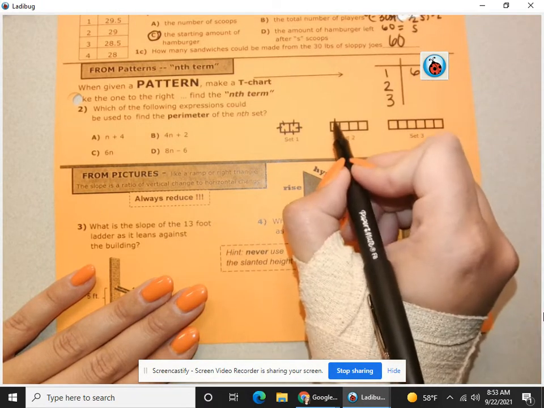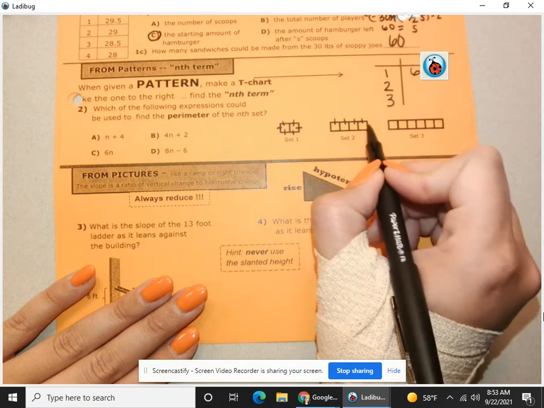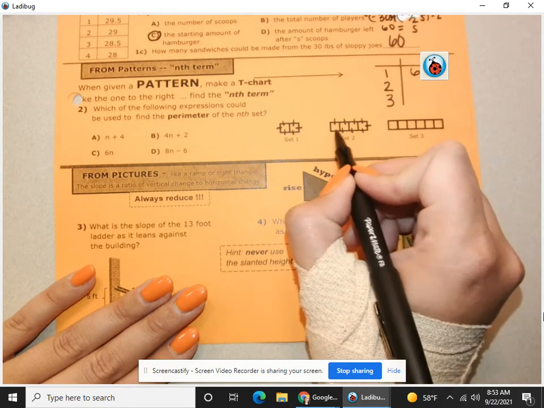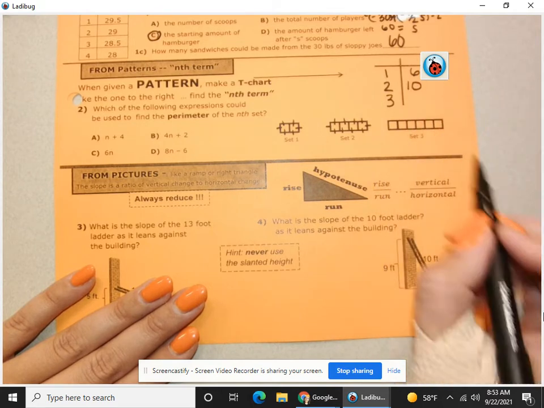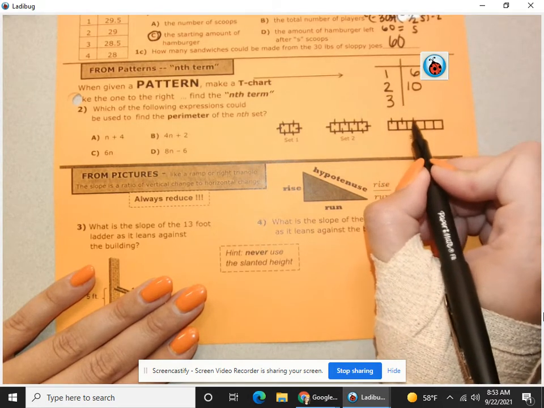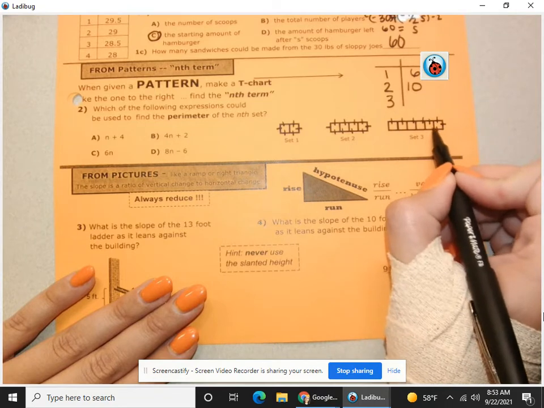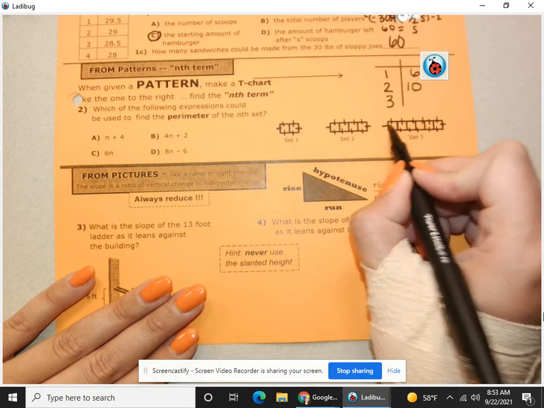Set 2 is 1, 2, 3, 4, 5, 6, 7, 8, 9, 10. Set 3 is 1, 2, 3, 4, 5, 6, 7, 8, 9, 10, 11, 12, 13, 14.